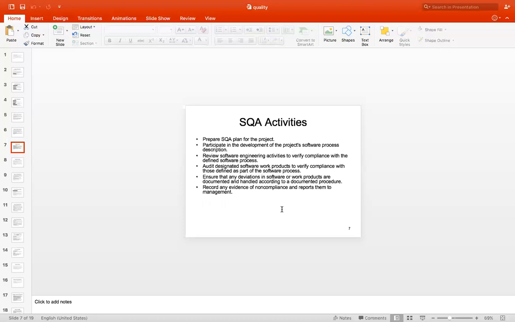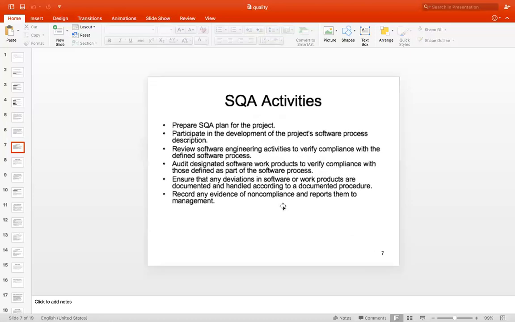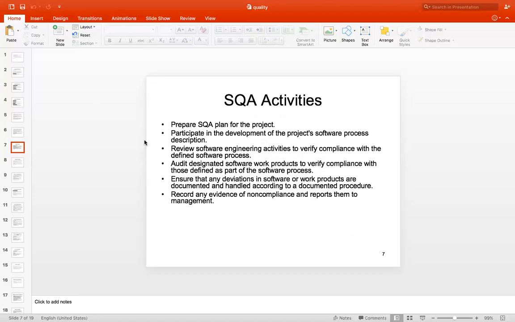So, software quality activities. For these software quality assurance activities, first we need to prepare a software quality assurance plan for the project. The first step is we need to prepare a plan. How can we perform these activities? We have a few steps to perform the software quality assurance activities. The first step is to prepare a software quality assurance plan for the project. That is step number one.